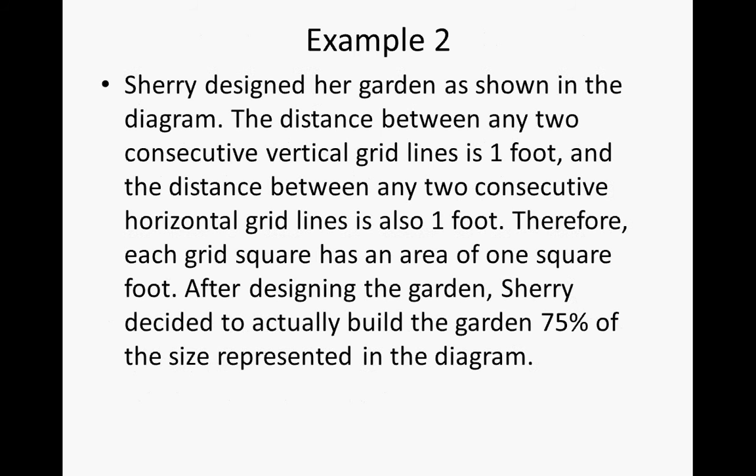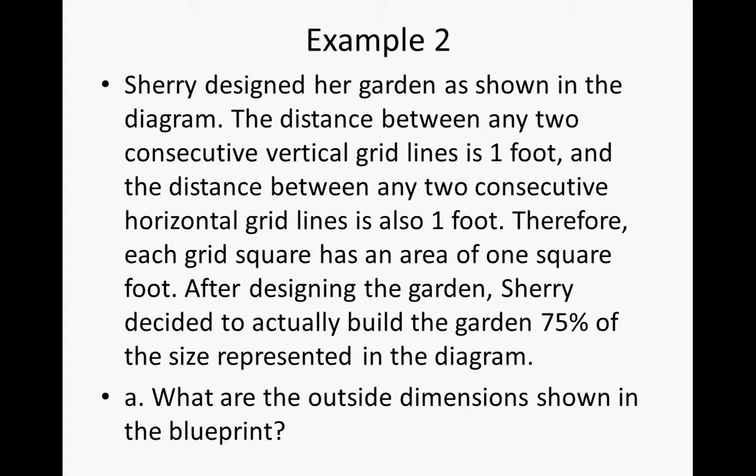All right, let's take a look at example 2. Sherry designed her garden as shown in the diagram on your lesson worksheet. The distance between any two consecutive vertical grid lines is 1 foot, and the distance between any two consecutive horizontal grid lines is also 1 foot. Therefore, each grid square has an area of 1 square foot. After designing the garden, Sherry decided to actually build the garden 75% of the size represented in the diagram.